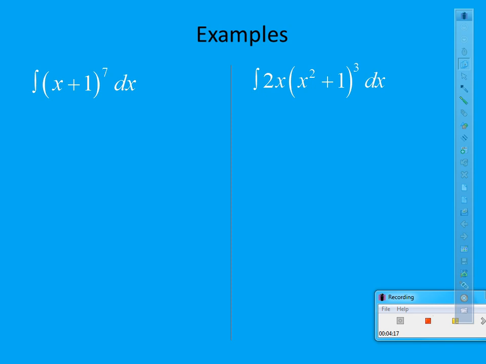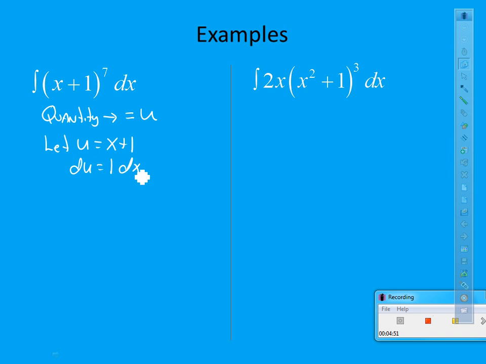Here's going to be our steps. Take whatever your quantity is and let that be u. So here's what I got. I'm going to let u equal the quantity x plus 1. Not to the 7th power, just whatever's in the parentheses. Now, find the derivative of u. The derivative of u is 1 dx.